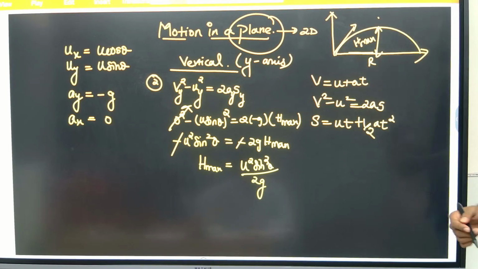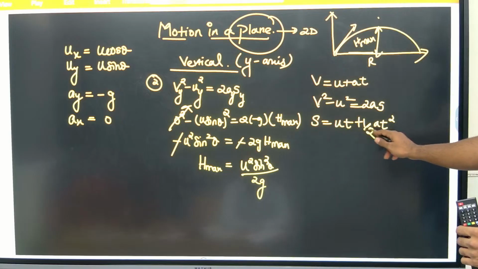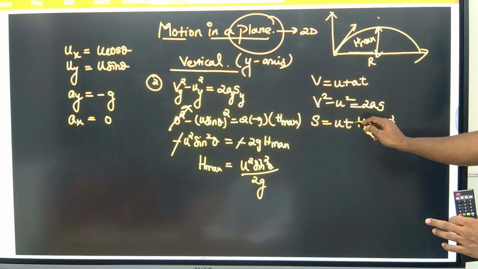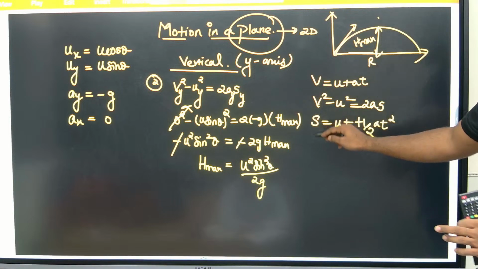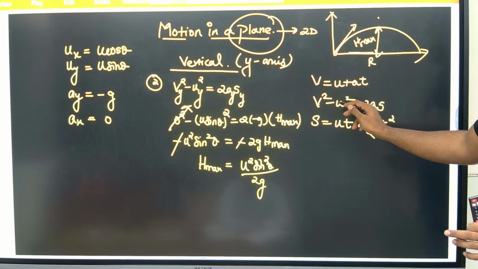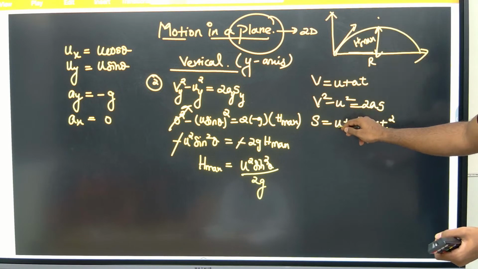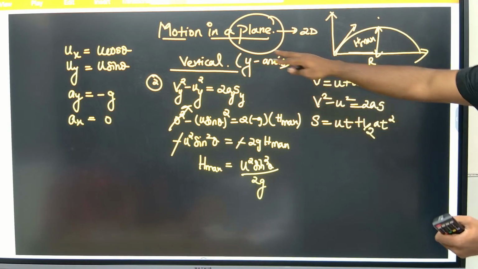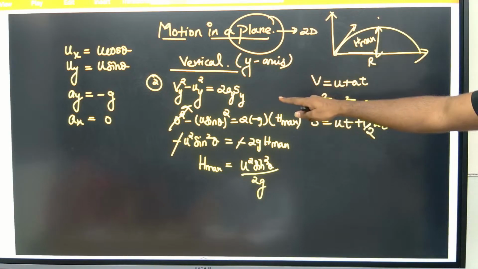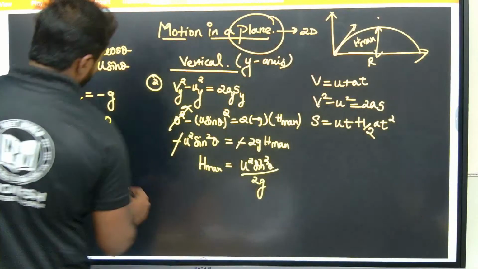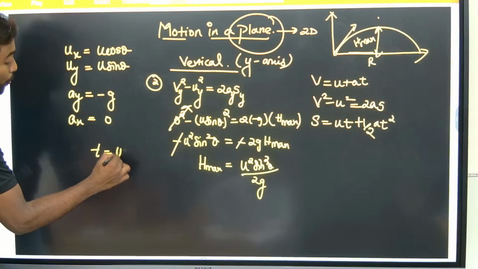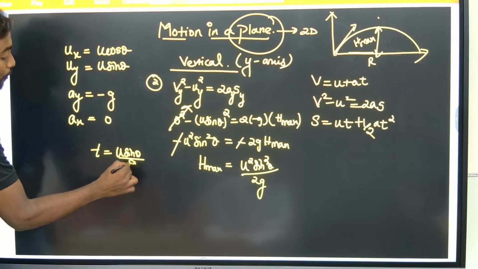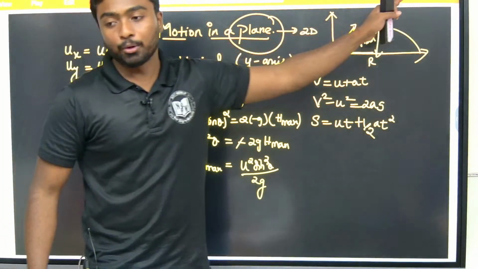Now in the third equation, s is equal to ut plus half a t square. In this case, to find the maximum height only, same thing. In this case, what can I do? uy, the initial velocity in the y direction, will be u sin theta. t we have found out. What is t here? t is equal to u sin theta by g. To go to the maximum height, it is u sin theta by g.